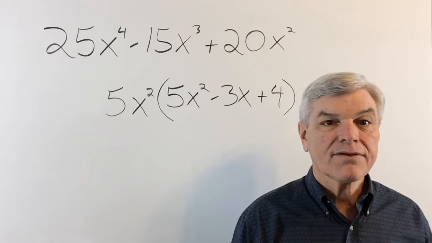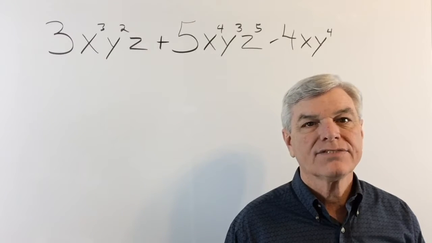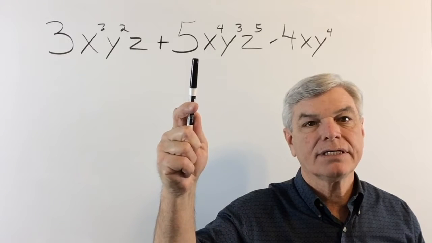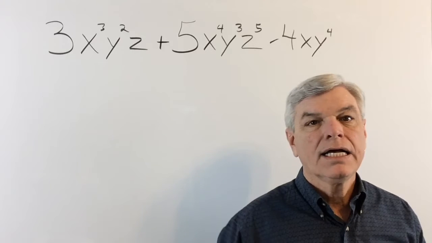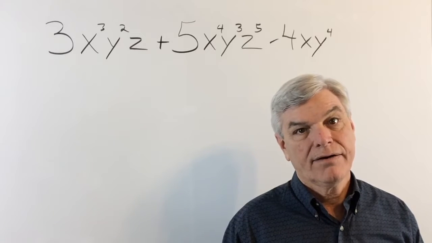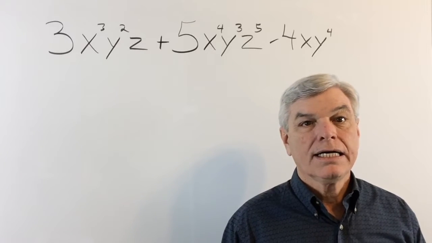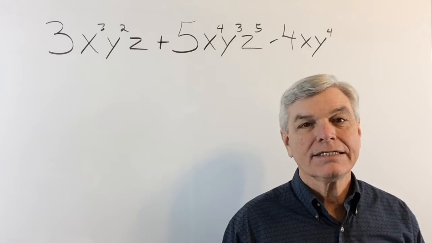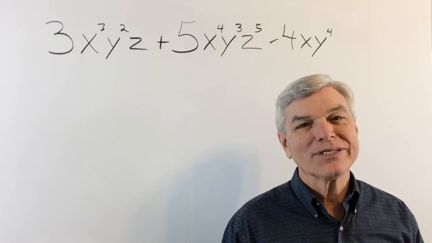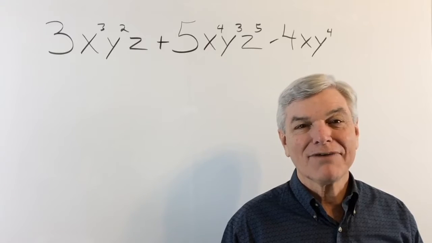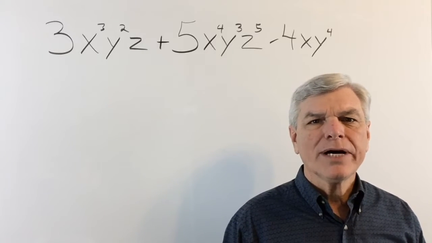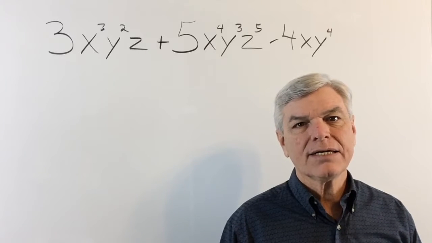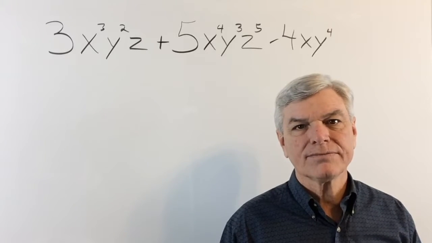So let's look at another problem. Okay, let's factor a number out first. And let's see, we have 3 here, 5, and 4. There's nothing common to 3, 5, and 4 except for 1, and we don't factor 1s out, obviously. If you think that through, you'll see there's a real good reason for not factoring a 1 out. But anyways, so we're not going to factor a number out, and let's see what we have for variables.